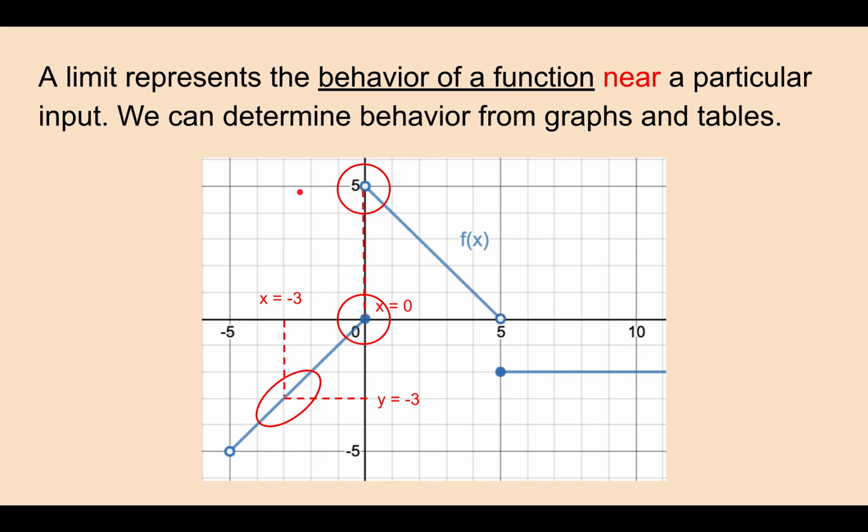The behavior I want to discuss has to be the same behavior from left and right, or there's no limit. Because what would you say? You could say that the limit is 0, and your friend could say the limit is 5. Well, clearly, if there's a choice, there's no limit, all right? All right, let's do one more.